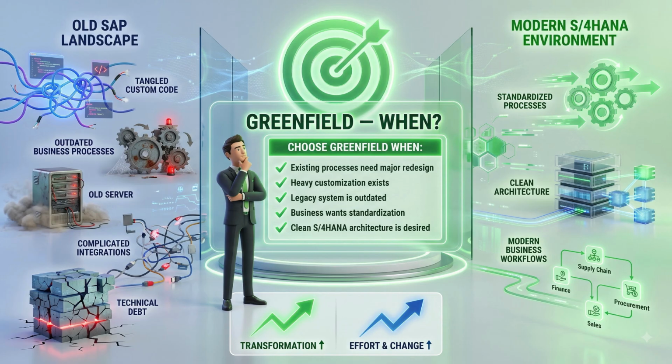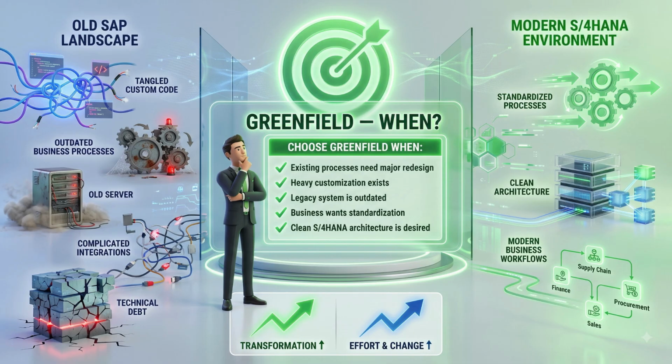So when does Greenfield make sense? Greenfield is particularly useful when the organization wants a major business transformation. For example, if the existing system contains a large amount of technical debt, outdated processes, redundant custom code, or processes that no longer match the business, simply converting the system may not be the best option. Greenfield allows the organization to rethink its processes and adopt more standard SAP functionality.